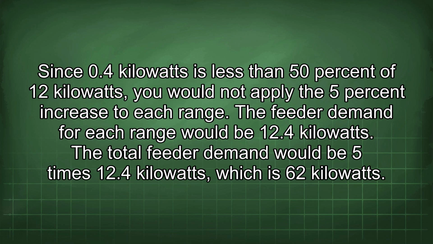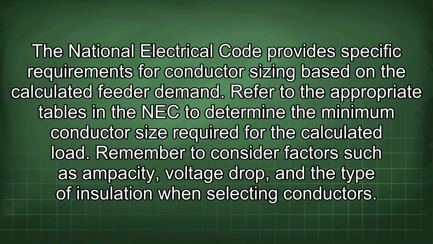The feeder demand for each range would be 12.4 kilowatts. The total feeder demand would be 5 times 12.4 kilowatts, which is 62 kilowatts. The National Electrical Code provides specific requirements for conductor sizing based on the calculated feeder demand. Refer to the appropriate tables in the NEC to determine the minimum conductor size required for the calculated load. Remember to consider factors such as ampacity, voltage drop, and the type of insulation when selecting conductors.